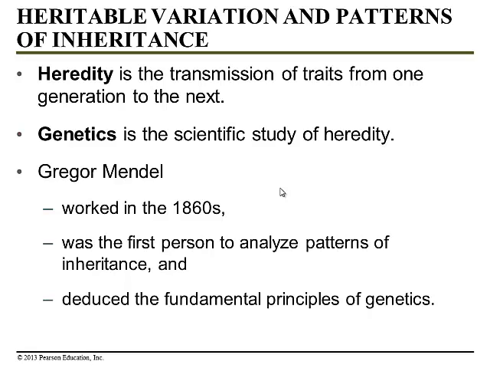So we know that we have 46 chromosomes, and we know that certain patterns or different alleles of information are passed on from our parents. That is what we call heredity. Transmission of traits from one generation to the next. And genetics is the study of that information, heredity. It started way, way back in the 1800s. In the 1860s, a fellow by the name of Gregor Mendel.